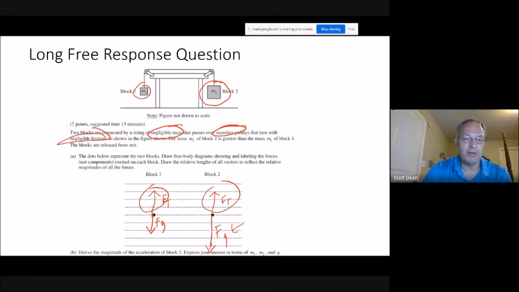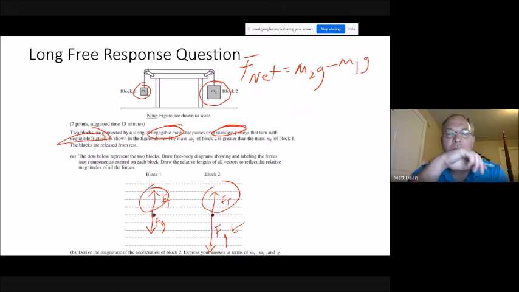Now, part B says derive the magnitude of the acceleration of block 2. Express your answer in terms of M1, M2, and g. First of all, let's think about what the net force is here. The net force is going to be equal to M2 g, the weight of block 2, minus the weight of block 1. I'm going to go ahead and factor out a g and write it this way.